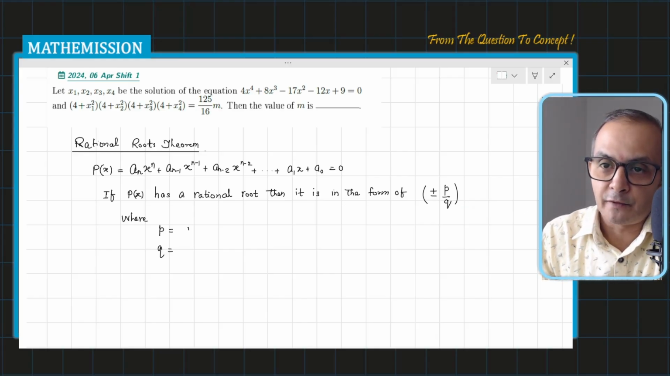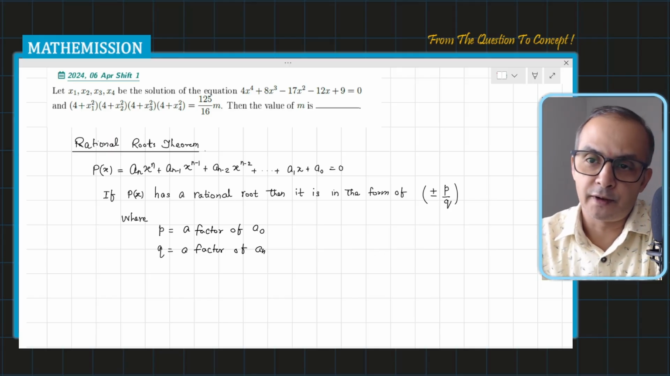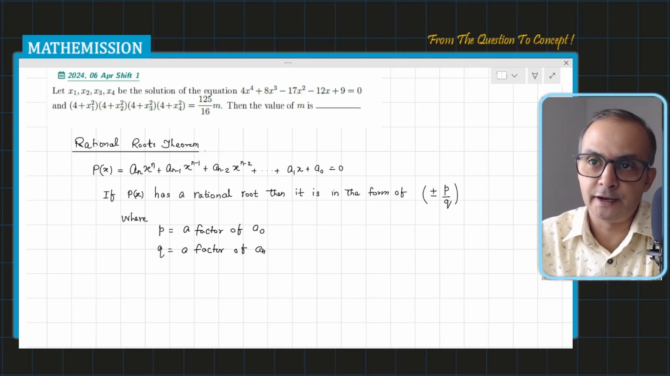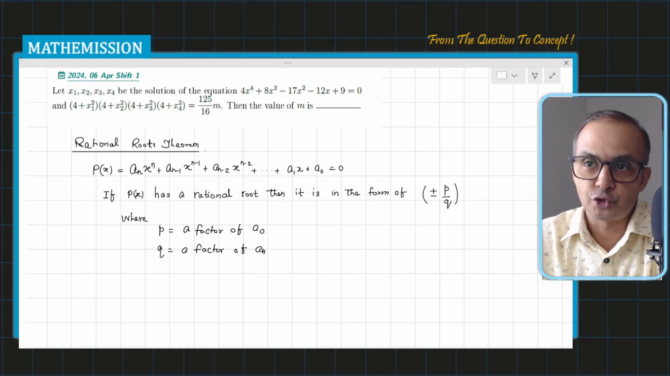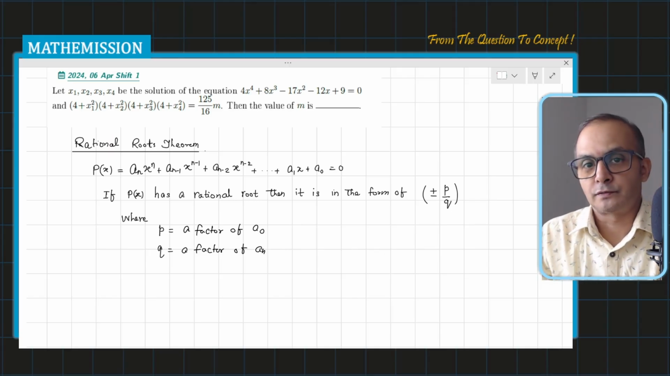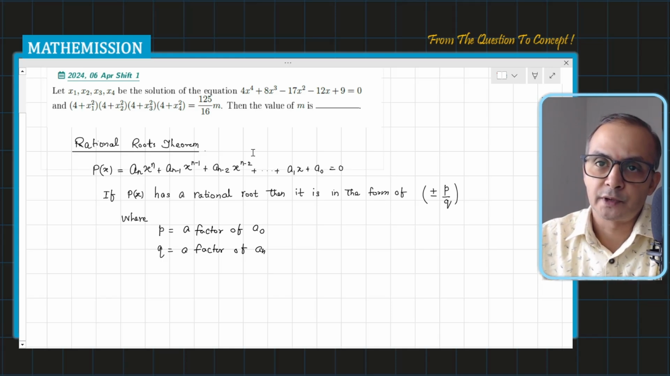What is p and what is q is this: p is a factor of a naught and q is a factor of a_n. In this way, we will find out, with the positive and negative sign, all the possibilities of potential rational roots of any equation. And if the rational roots happen to exist for that polynomial equation, then they will come out from those lists only. So let's apply this theorem to solve this question.